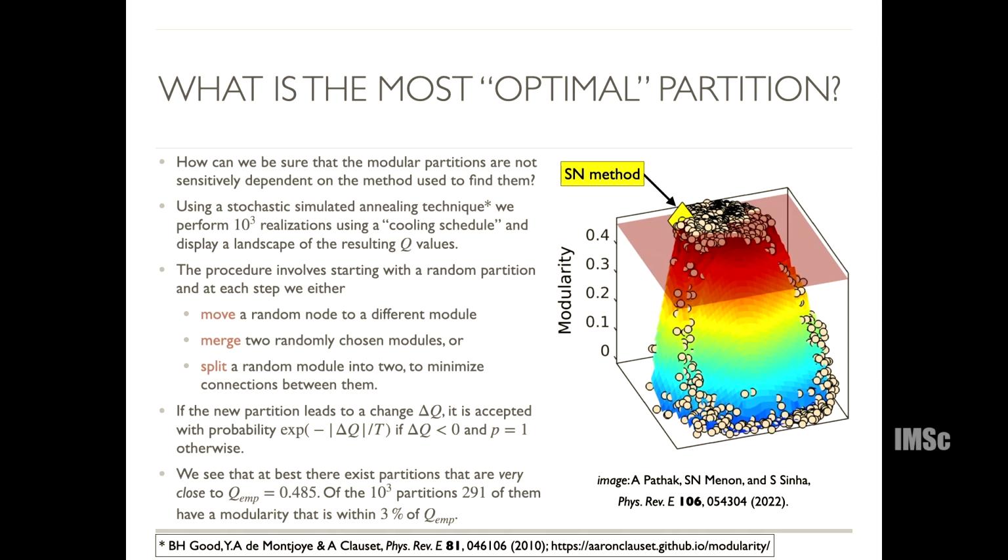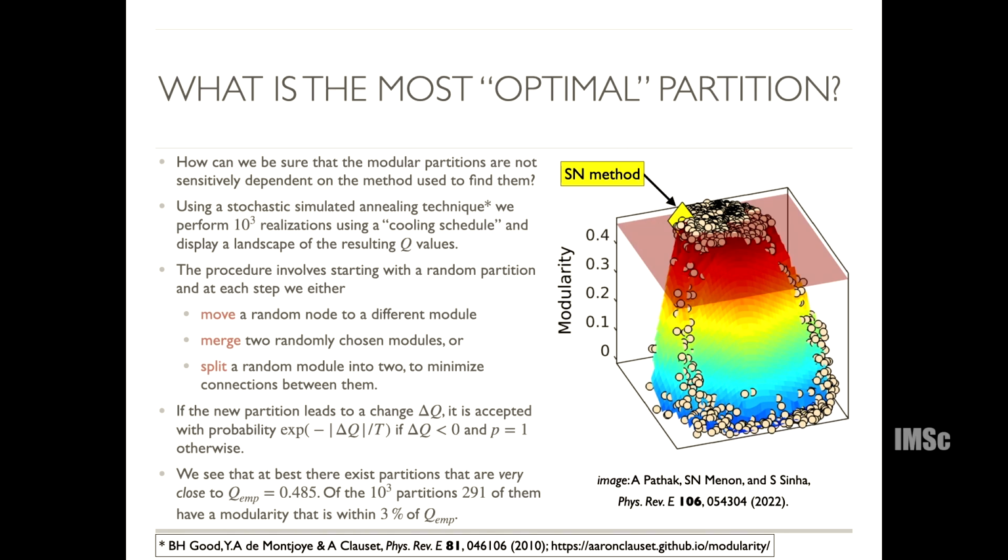If the new partition leads to some change delta Q, if delta Q is negative, which means it has actually become worse, we can still accept it with some probability given by exponential of minus delta Q by T, where T is some temperature that we have assigned at the beginning. So we started with some high temperature to say that, okay, initially we can allow things like this to happen. Even if delta Q is negative, we can allow it with some probability, okay.